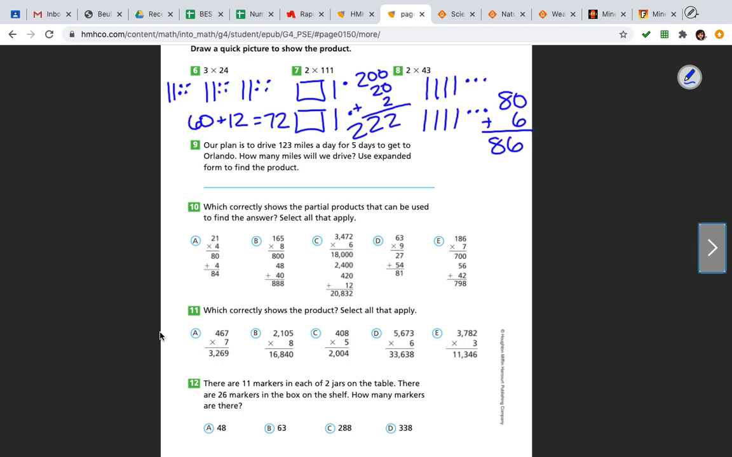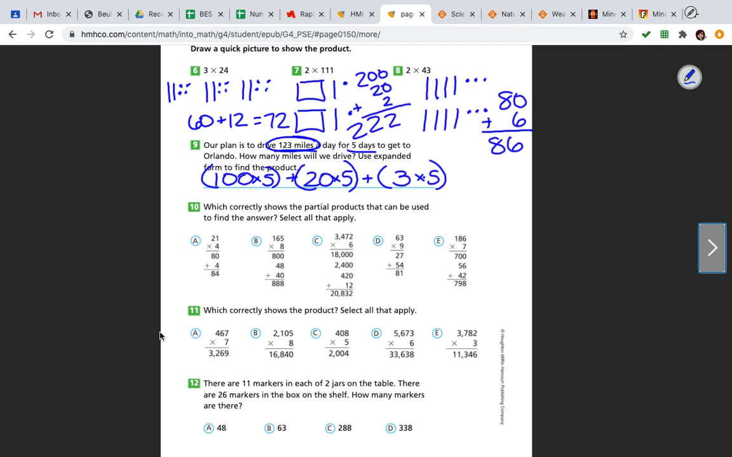Number 9, our plan is to drive 123 miles a day for 5 days. 123 times 5. How many miles will you drive? Use expanded form to find the product. They want us to do expanded form of 123. So that would be 100 plus 20 plus 3. And we're going to multiply these by 5. So 100 times 5 plus 20 times 5 plus 3 times 5. And we can do the partial products and add it back together.